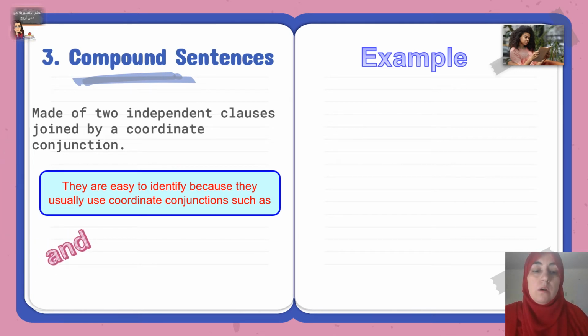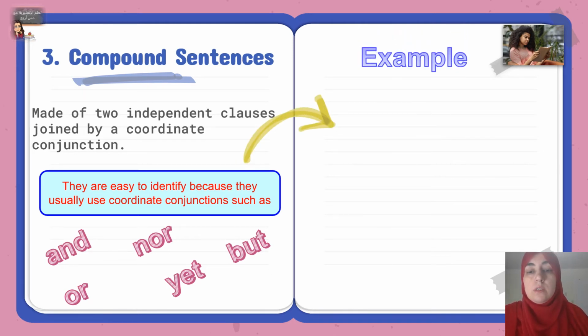Some examples are and, but, or, nor, and yet. So these are some of the coordinate conjunctions used to make this compound sentence. Now let's look at an example here.